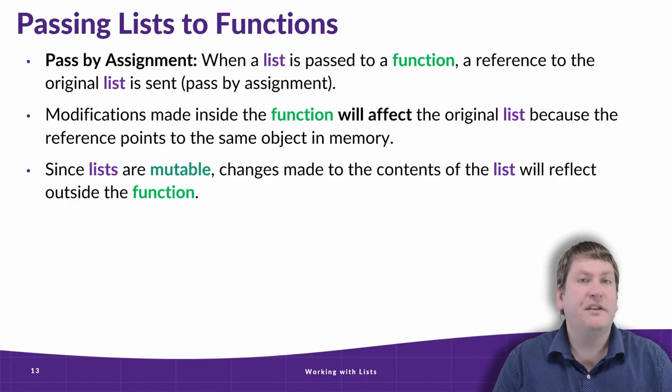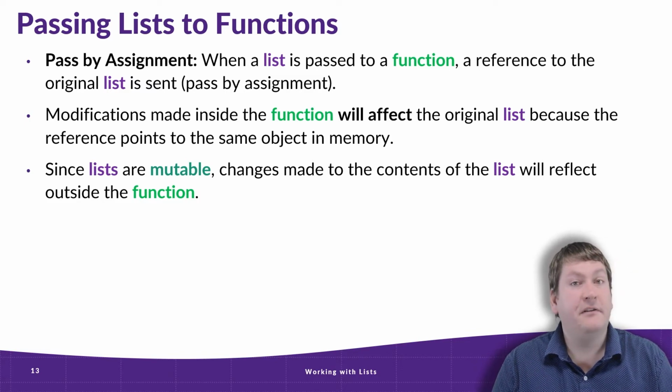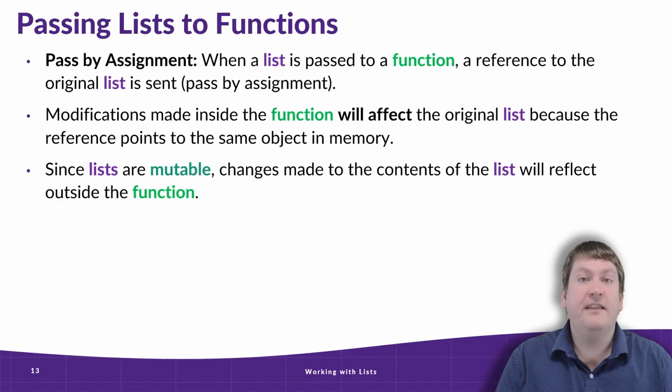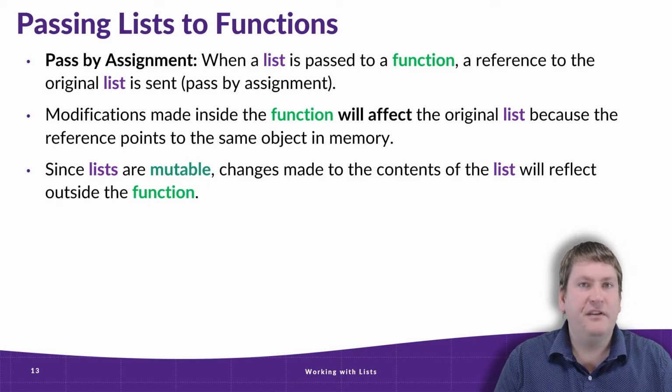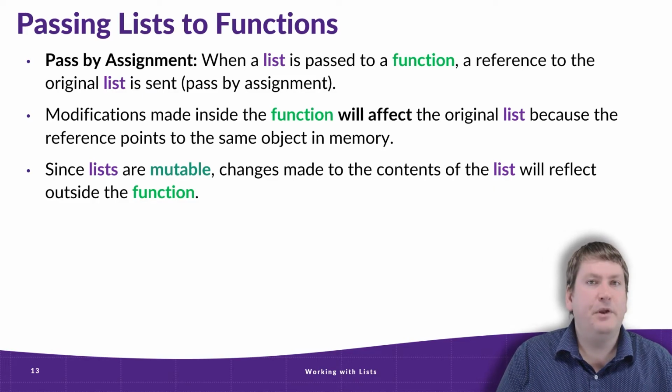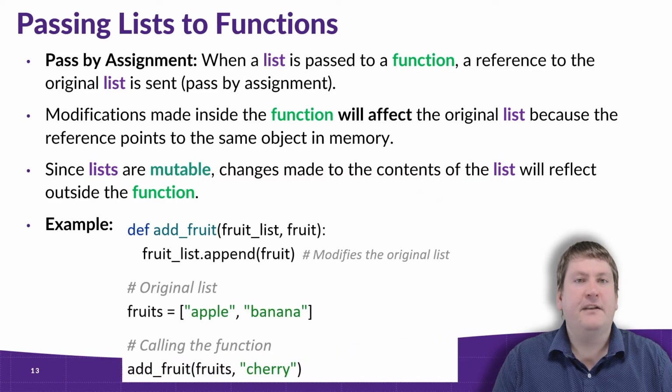This is an important distinction for lists because lists are mutable. That means modifications made to a list inside of a function will affect the list outside of the function, because they are just references to the same object in memory, which we saw in our lists video. So once again, since lists are mutable, that means changes to them in a function will be reflected outside of that function. Let's take a look at an example.